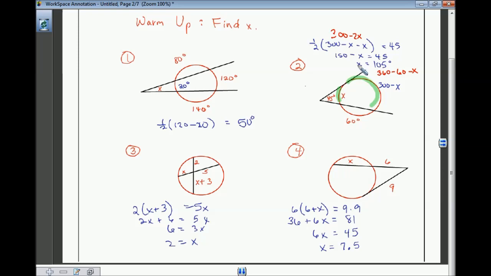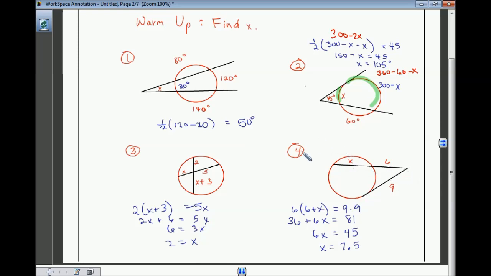Okay. Number 3. This is segments formed by intersecting chords. So we know that the product of the segment parts of one segment is equal to the product of the segment parts of the other. And we should get x equals 2. Did you get x equals 2? Yes. All right.